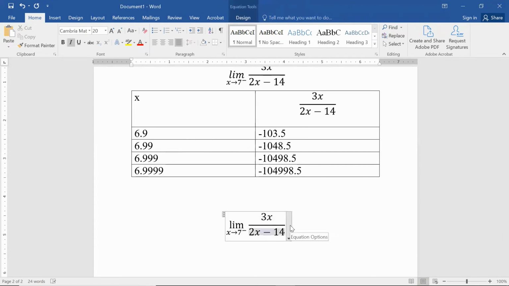They are getting further and further down. So we say that means we approach negative infinity. And that is how you do the limits numerically.